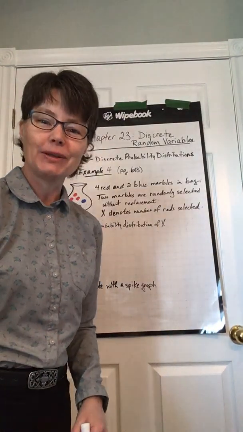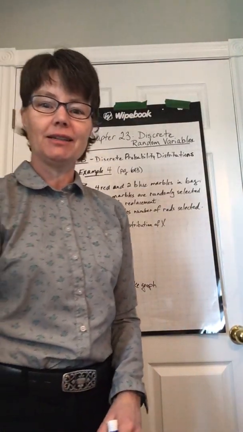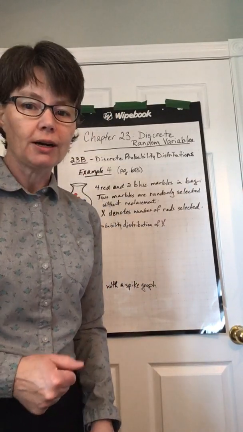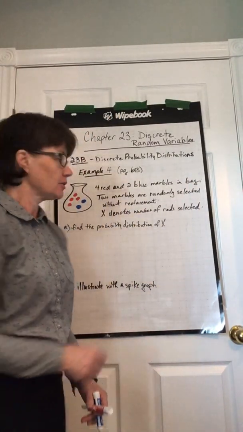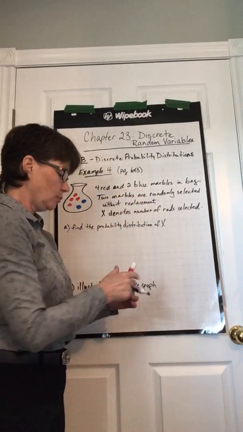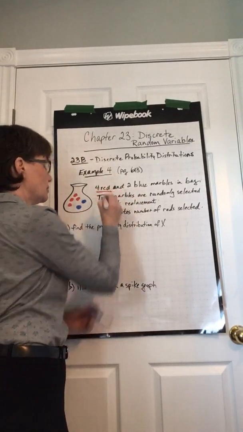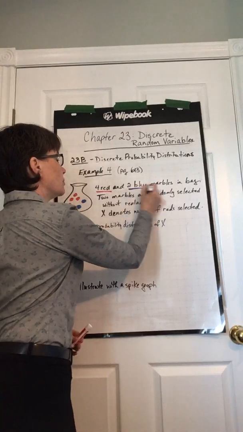Okay guys, welcome back. We're looking at chapter 23B still, and now we're doing example 4 on page 613. So we've got a bag of marbles. There's 4 red and 2 blue marbles in the bag.